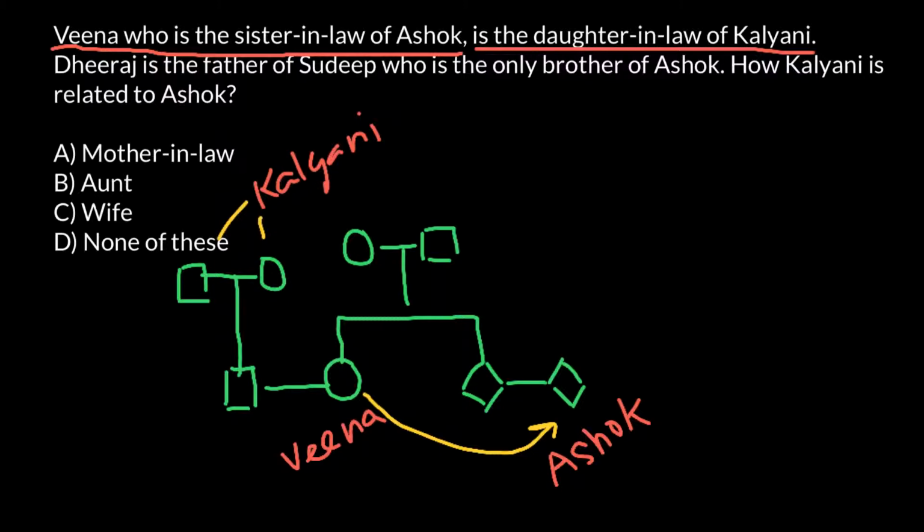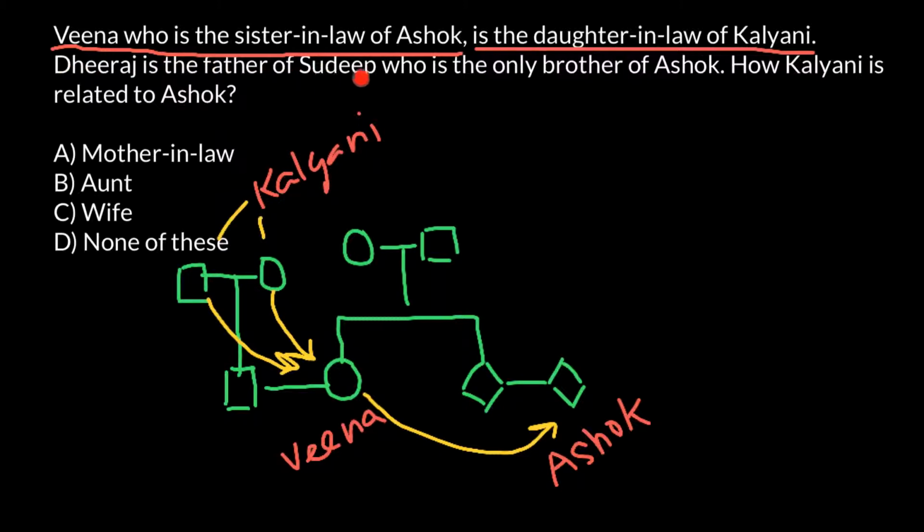So any of these two people can be Kalani, and in this case, Veena would be daughter-in-law. So whom we call daughter-in-law? We call the spouse of your child, or wife of your child, your daughter-in-law. So this can be any of these people, can be Kalani. And Veena would be a daughter-in-law of these people.